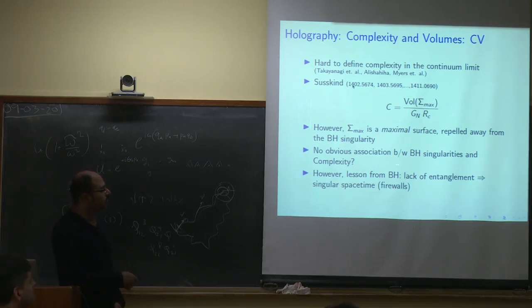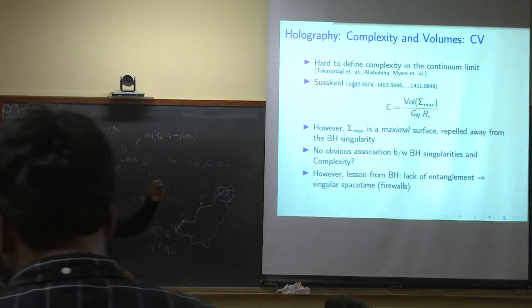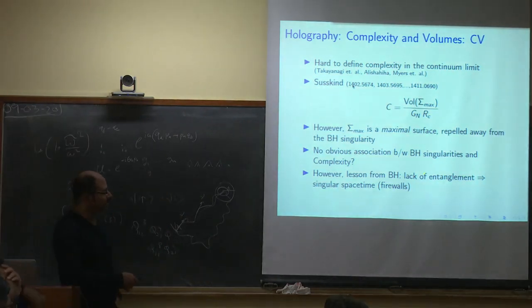Okay, so you might assume that there is no association between singularities and complexity, because the maximal surfaces stay away from the singularities. However, if you remember the firewall story, the late Hawking radiation, inside and outside, infalling and outfalling, the entanglement breaks because you want unitarity to be preserved. So you want it to be entangled instead with the early Hawking radiation. And this lack of entanglement led to the appearance of firewalls, which is a kind of naked singularity.